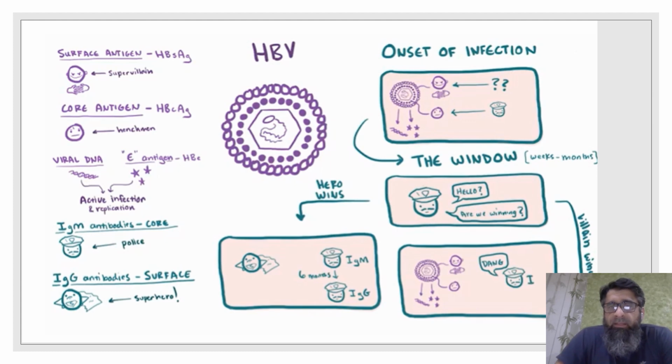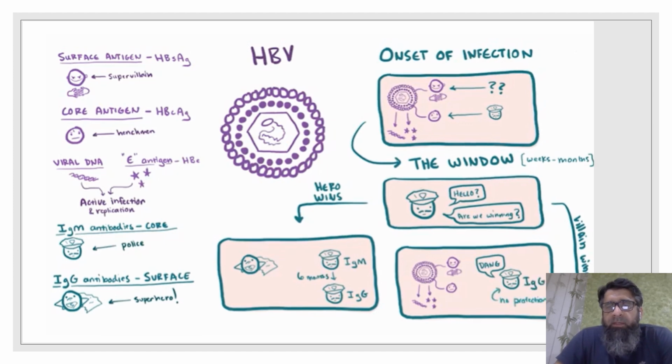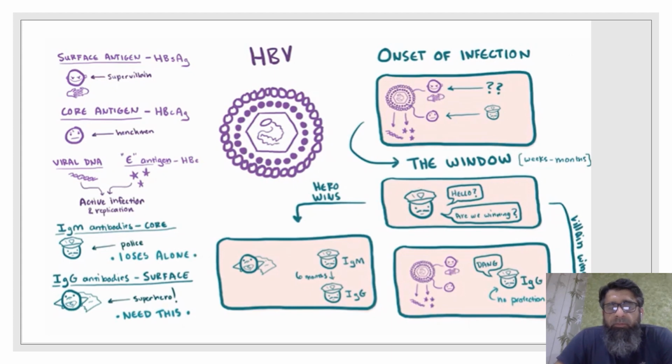Look now at the difference. In this situation, if the surface antigen, that is the superhero, is present in the blood, then IgM conversion into IgG means this is a cured, protected, or vaccinated individual. While in the absence of the superhero, IgG is present here, but it doesn't mean anything. This is not protective at all. So protection needs the superhero. The policeman loses alone. If it is present alone, it loses. But if it is present along with the superhero, then it means a win situation.